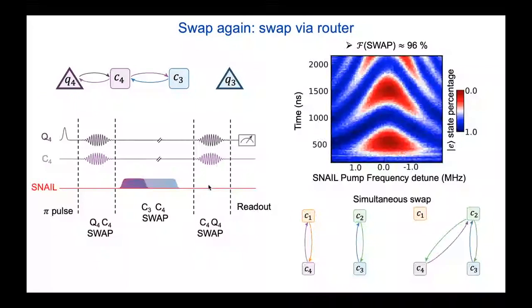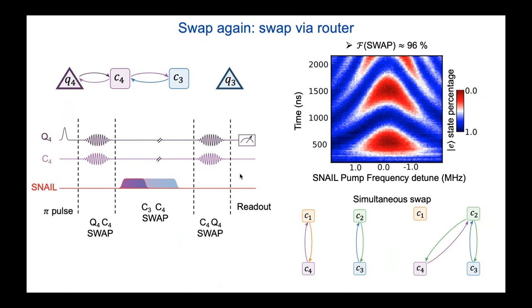Okay, so next is a kind of important part of this router: we can initiate the swap between two communication cavities. Here we prepare the qubit still in the excited state, swap to one of the cavities, and pump the SNAIL to initiate the swap between two communication cavities. For example, here we swap to cavity 3, and since we haven't introduced another qubit yet, we just swap back to qubit 4. By changing the time of the middle swap, we can still see this beautiful Rabi oscillation between two communication cavities. One thing I want to emphasize here is there are four communication cavities, which means there are a total of six swaps between each other. And we can generate all of them on the 500 nanosecond time scale.